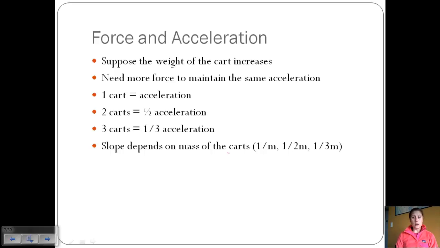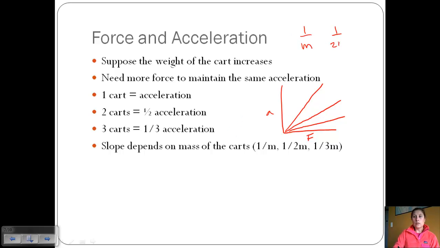So the slope of our force acceleration graph is going to depend on the mass of the carts. So again, here's our force and acceleration. Here was our slope dependent on one cart. Now if we double the number of carts, we're going to have that slope, and if we triple it, it becomes even less steep. And so we would say that the slope here is either 1 over m, 1 over 2m, m being mass, or 1 over 3m.